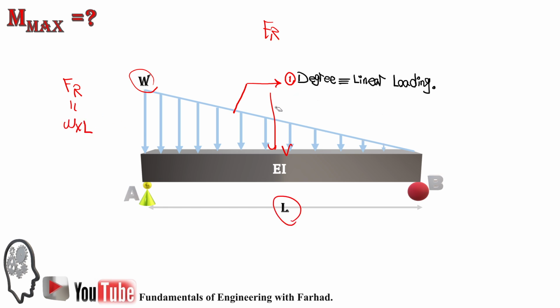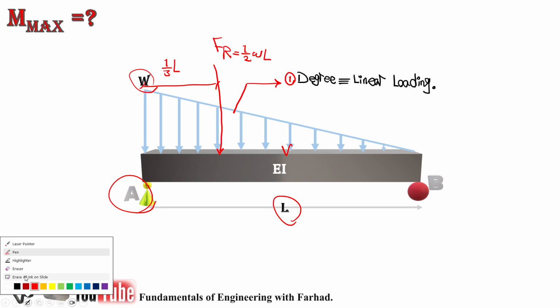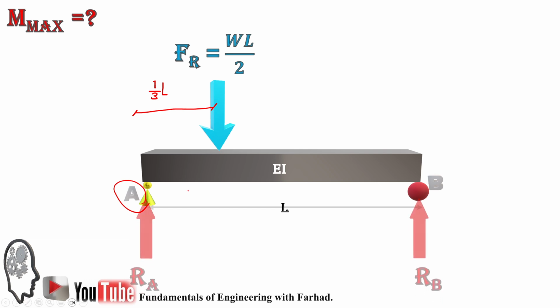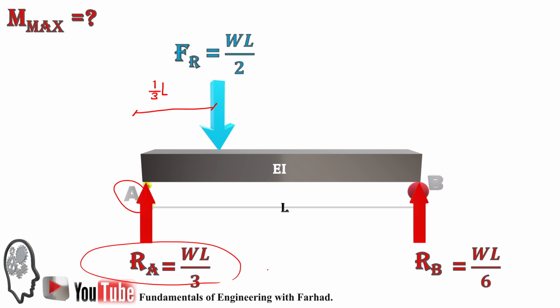For our case, this time the resultant force is half of that area. That's a half of WL. And the location of that is 1/3 of the length from the support A. So we can easily replace our distributed loading by its resultant, a half of WL, located at 1/3 of the length from A. We can easily calculate the reactions of supports, RA and RB, as 1/3 of WL and 1/6 of WL. It also makes sense because the resultant force is closer to support A, so RA carries a bigger chunk of the load in comparison to the reaction at B.